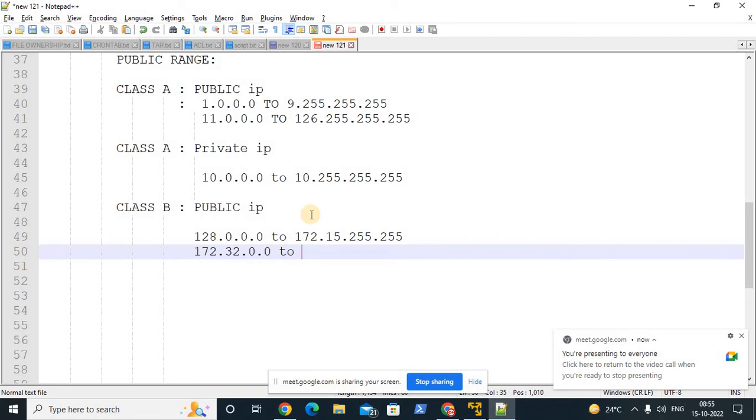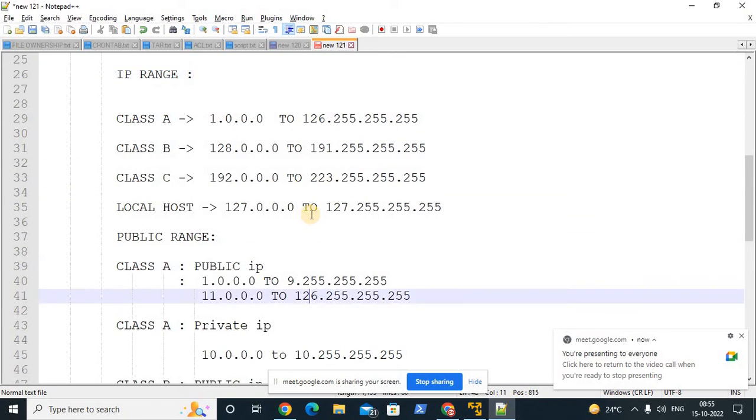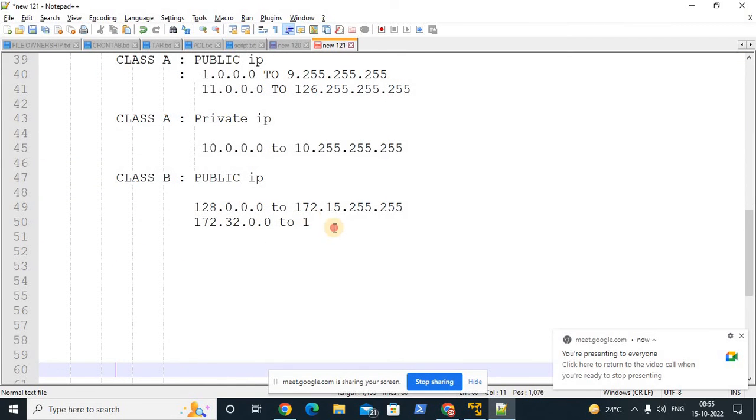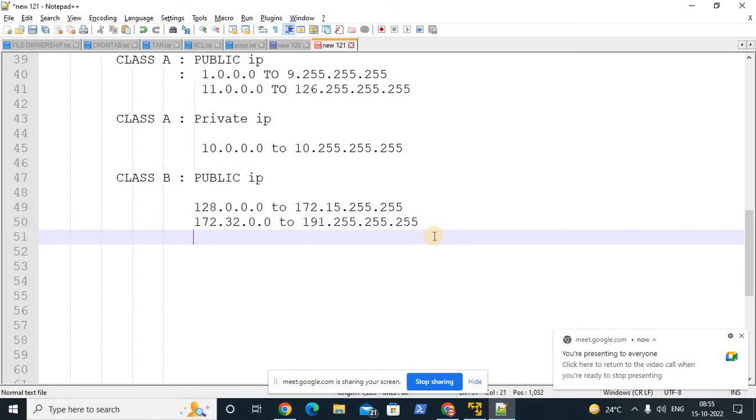32.0.0 to 191. Okay, done. This one is a public IP range for, what do we say, class B. Okay, so this one is a public IP range of class B.